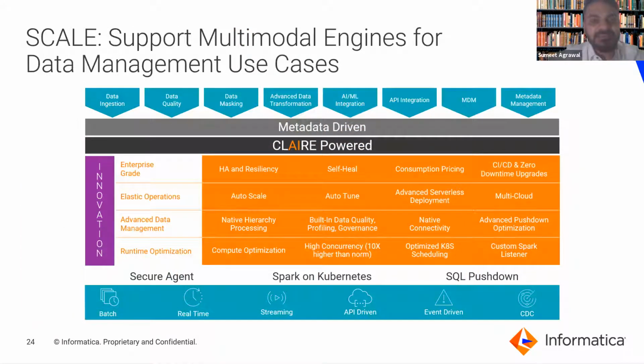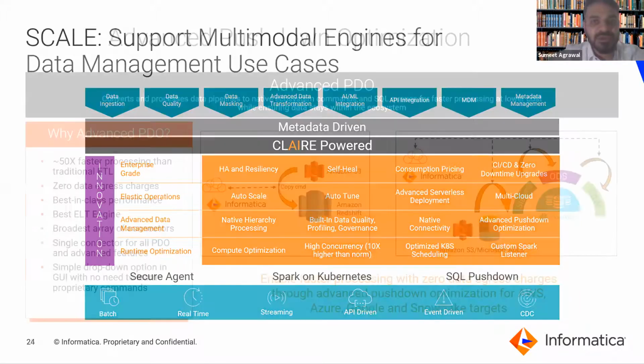On the scale side, one thing which we want to cover is how we are adding multiple engine support, multimodal engine support, in IICS. So IICS doesn't just run on an agent, on a secure agent. We also support Spark, and there is also SQL pushdown. The reason why you are seeing these things on the bottom here is because these are the 4 layers of innovation which Informatica is adding on top of all these engines, right? We are not just giving you an open source Spark engine as it is. We are adding layers of innovation on top. So these are the different ways by which we are providing scale to our customers.